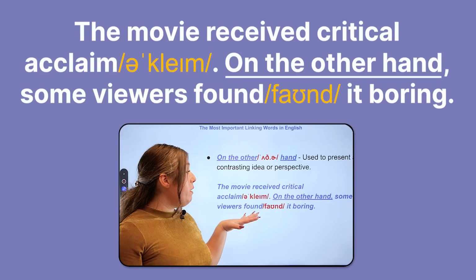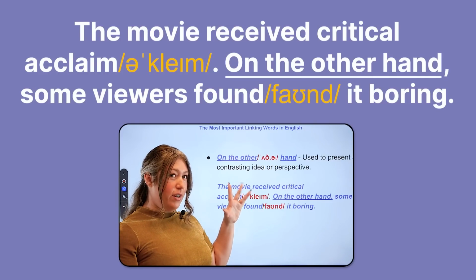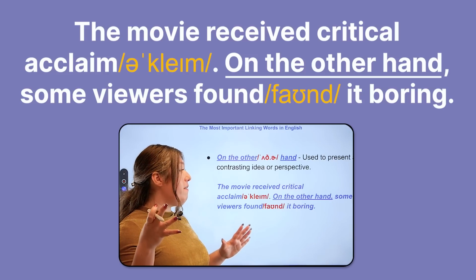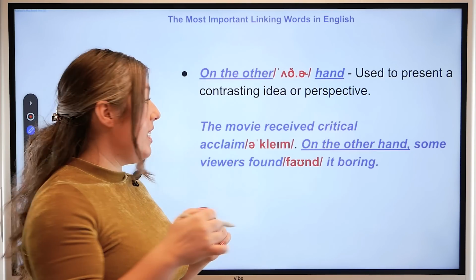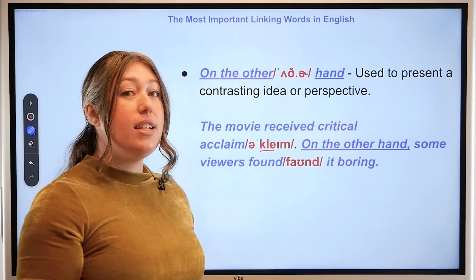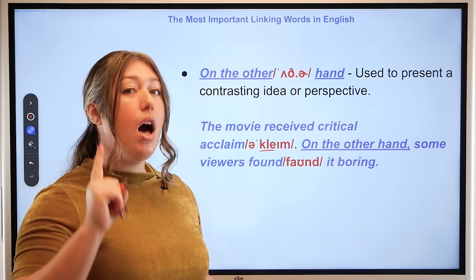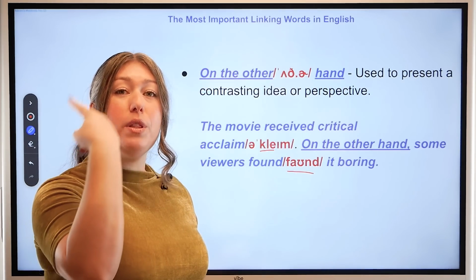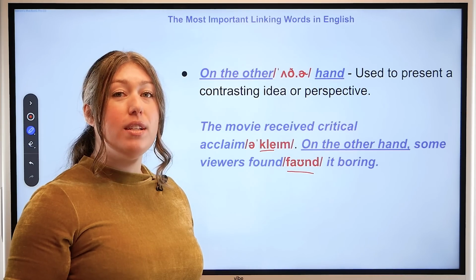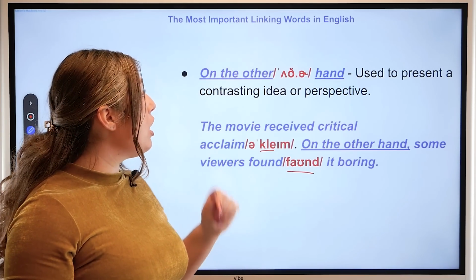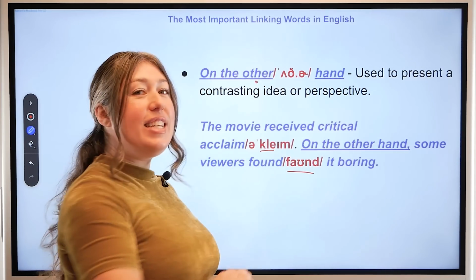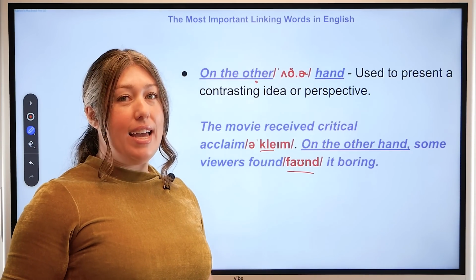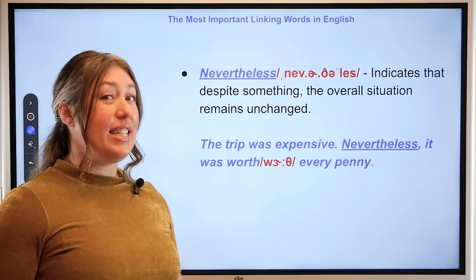For example, the movie received critical acclaim. Okay, that's over here on this hand. On the other hand, in contrast, some viewers found it boring. And let's take a look at pronunciation. We have acclaim with a stress on the second syllable. Acclaim, acclaim. And found, again, a nice round sound with your mouth. Found, found. And most importantly, our linking term, on the other hand, we have TH, which means, once again, put your tongue between your teeth. On the other hand.